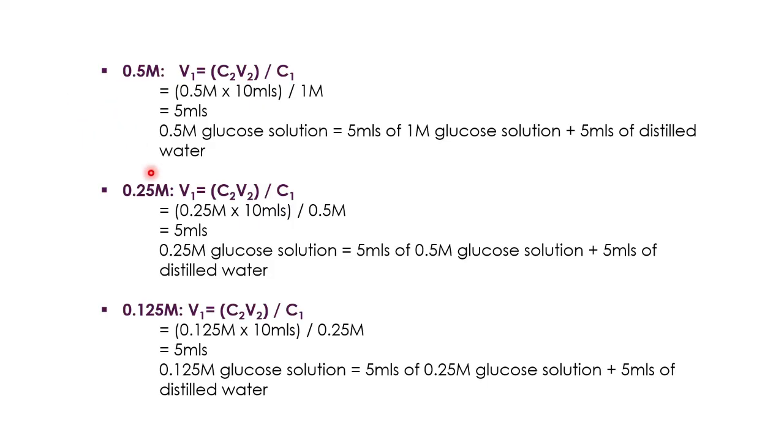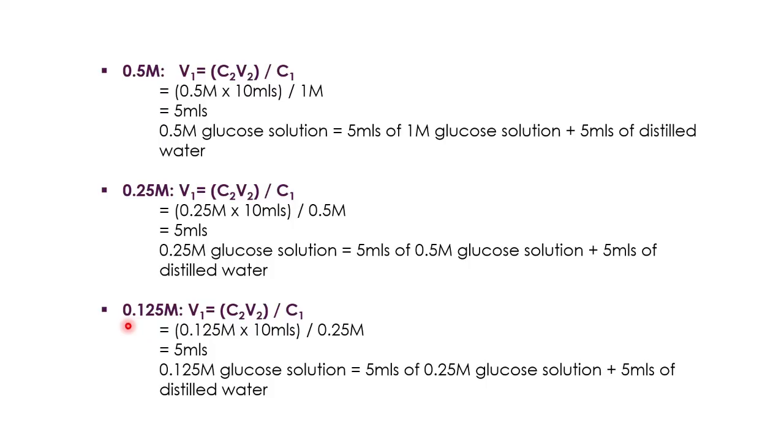And to prepare the 0.25 molar concentration, we use the equation C1V1 equals C2V2, and making V1 the subject, we have C2V2 divided by C1. Putting in the values, we have 0.25 times 10 all divided by 5, so we also have 5 mils. So if you want to prepare the 0.25 molar glucose solution, we will pipette 5 mils of the 0.5 molar glucose solution and add 5 mils of distilled water to it.